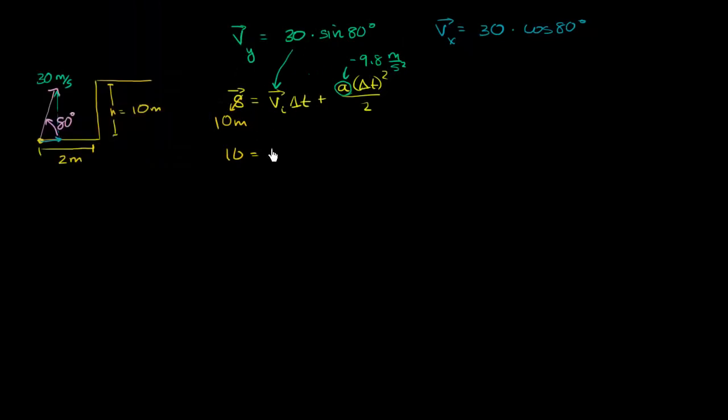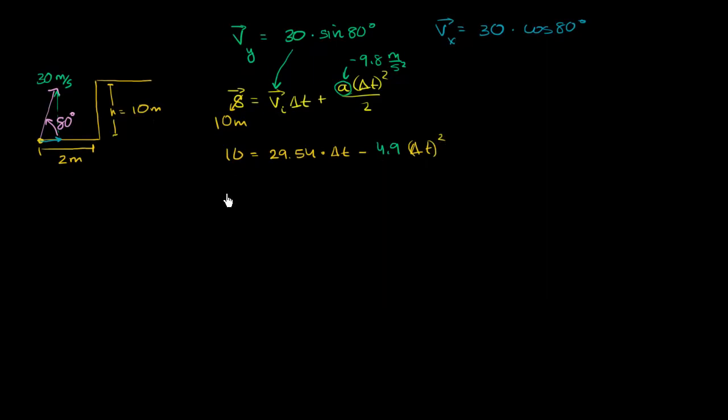29.54 times our change in time. And so this is negative 9.8 divided by 2. So it's negative 4.9 meters per second squared. I'm not writing the units here, times delta t squared. And then we could subtract 10 from both sides and write this in a traditional quadratic equation form.